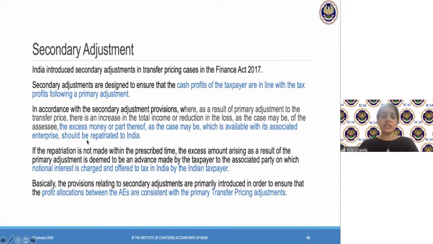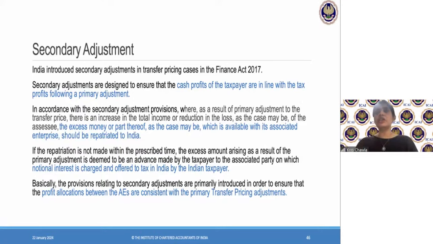So what happens is, there is a time limit out there. Indian tax authorities basically say that this repatriation should happen within 90 days. And they have provided a detailed table on 90 days from which date, etc. I'm going to display that. But they basically say that this repatriation should happen to India in 90 days.